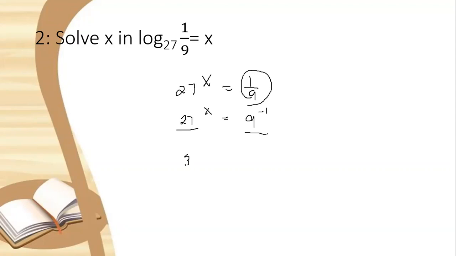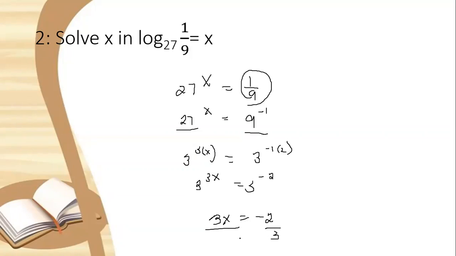Same base, 3, then 3 times x. 3 times 3 is 9, times 3 is 27. Then, for 9, if its base is 3, then negative 1 times 2. 3 raised to 3x is equal to 3 raised to negative 2. So, same base now, we can solve for x. Then, divided by 3 to get x. Okay, x is equal to negative 2 over 3 or negative 2/3.